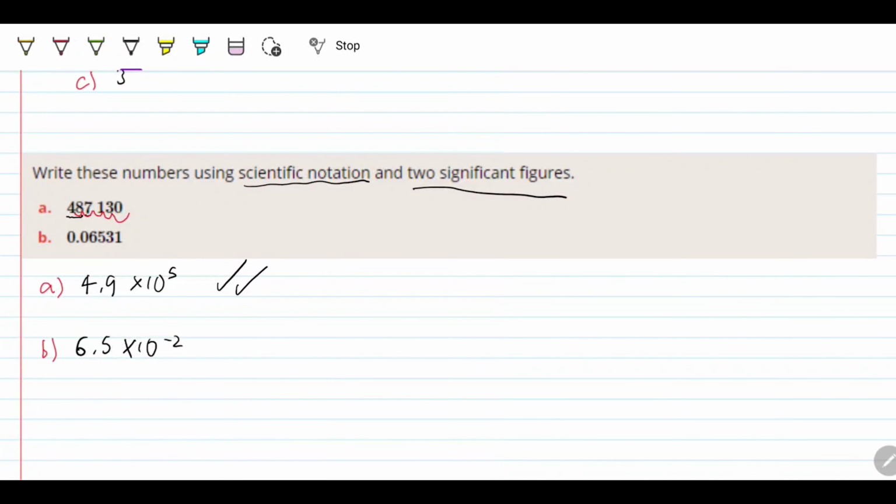Remember, if you're not sure, you can double check by using this method. If we start at 6.5 and we go 10 to the negative 2, you want to go across 2 times, so your decimal spot lands there. Fill in the gaps with your zeros. So the number is 0.065, which is the same as this, except it's rounded to 2 significant figures.